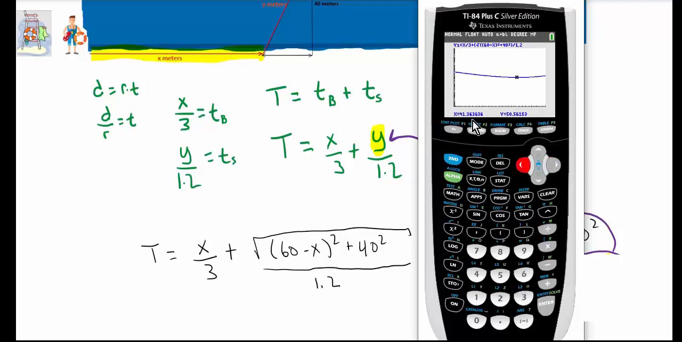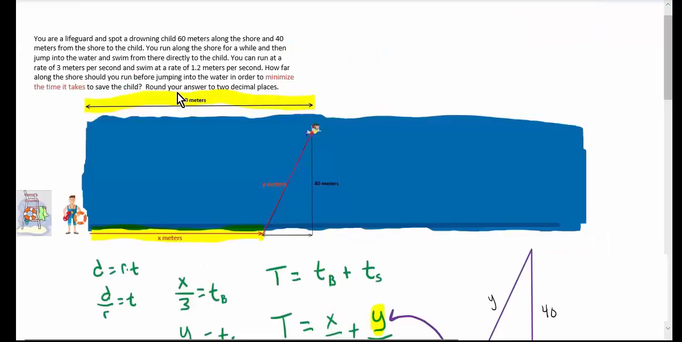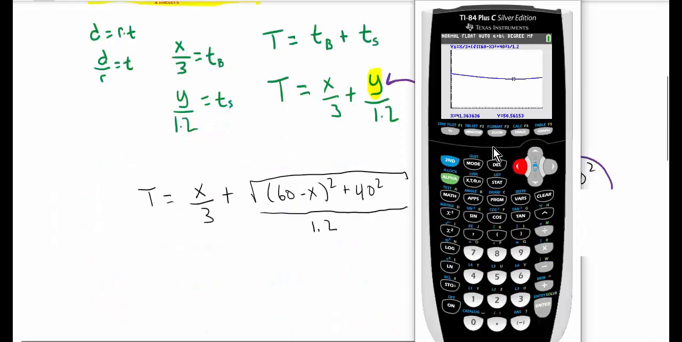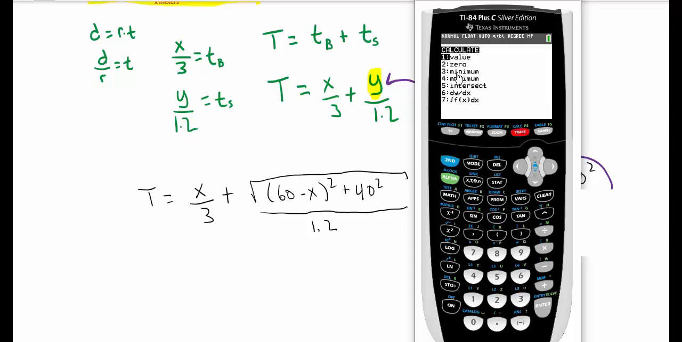If the lifeguard runs somewhere around 40 meters along the beach before swimming, it'll take them about 50 seconds to reach them. But this is not using the full accuracy of the calculator to solve the problem. In fact, I think the problem directed us to round our final answer to 2 decimal places. So to use the full accuracy of the calculator, press second and then the trace key to access the minimum feature of your calculator. Scroll down and press enter on the minimum feature, which is number 3.